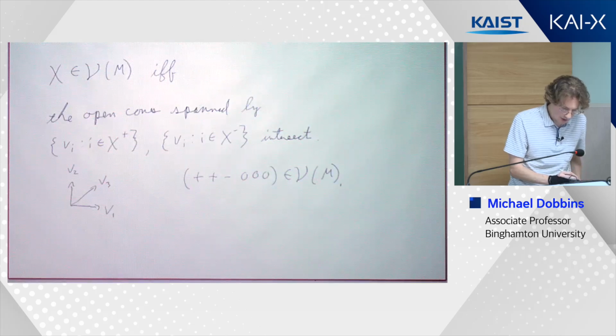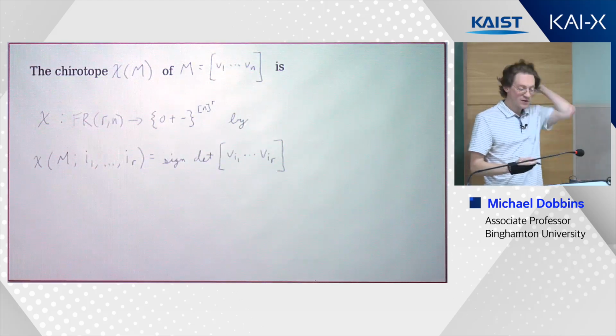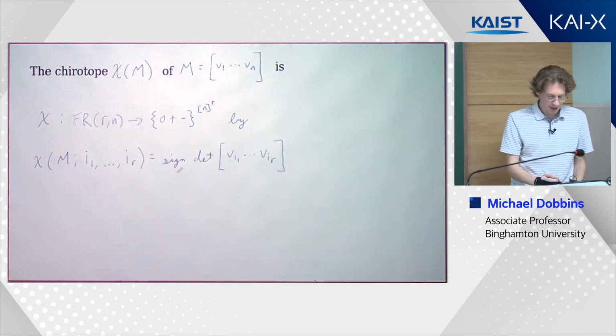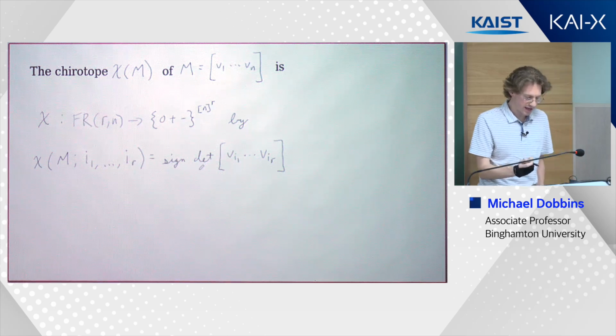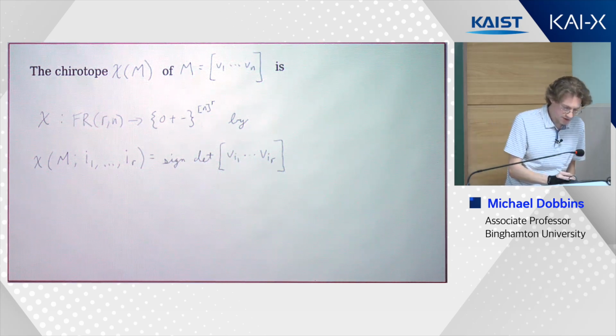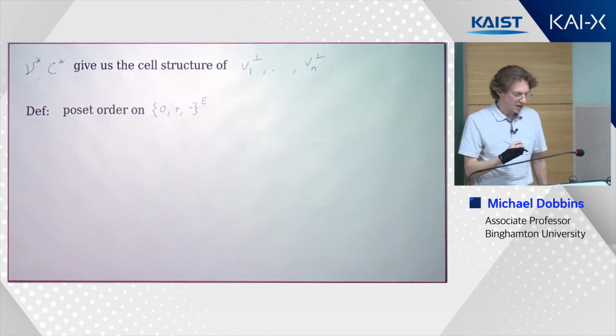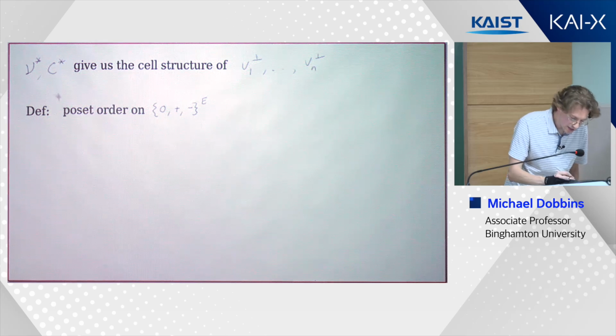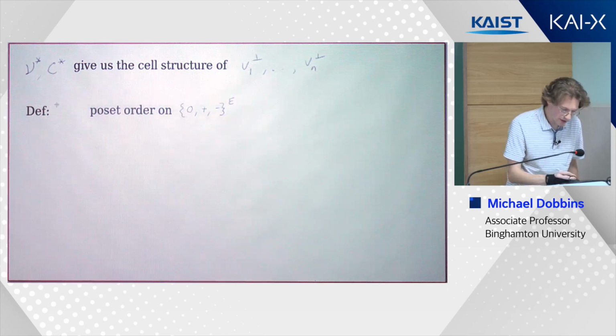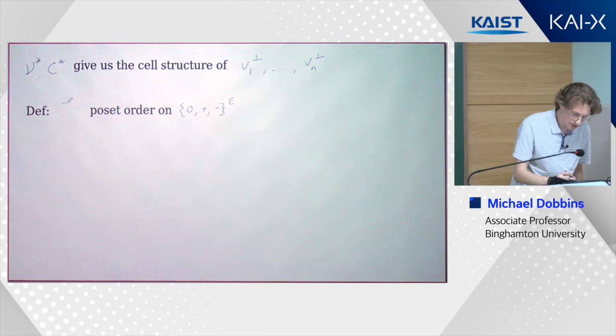So the last kind of object we have is the chirotope of a matrix. For this we pick out some choice of R columns and we look at the sign of the determinant of those columns. So this one I will skip for now because I want to talk more about the vectors and covectors.